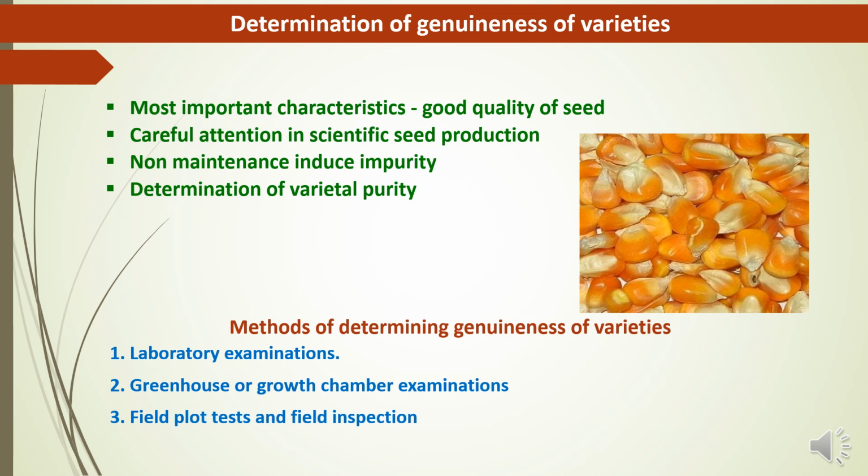Examinations for determining genuineness of variety can be conveniently divided into three groups. First one is laboratory examinations, second is greenhouse or growth chamber examinations, and third, field plot tests and field inspections, about which we will discuss in detail.